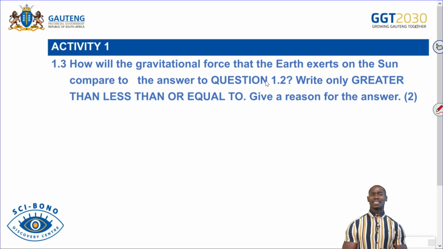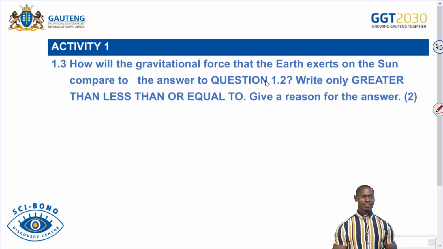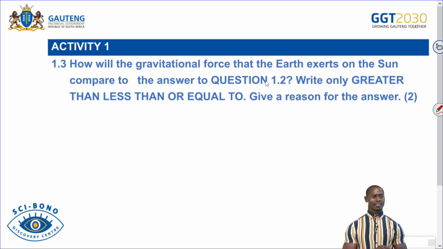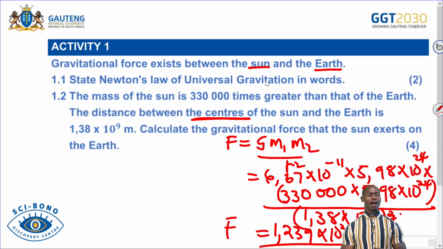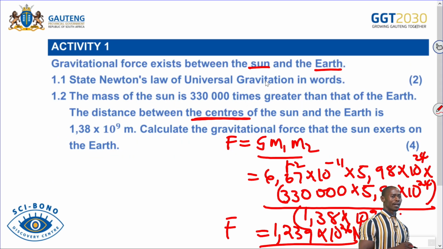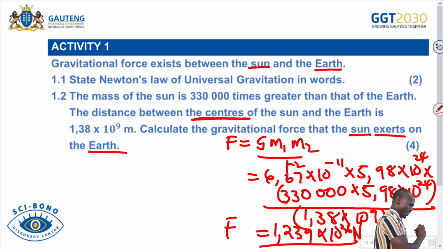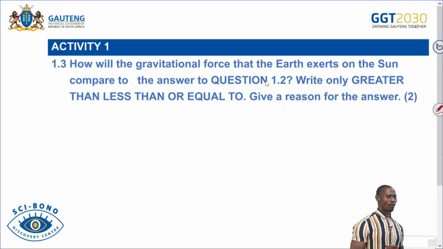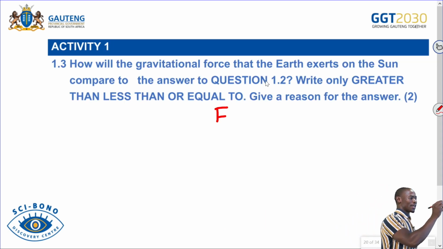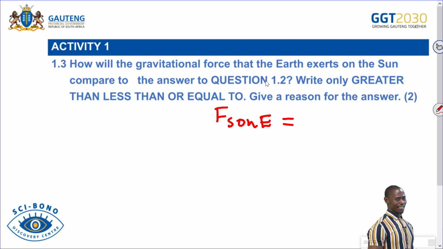Then, another thing that I want us all to look at, I think this question addresses that. How will the gravitational force that the Earth exerts on the Sun compare to the answer to question 1.2? Only greater than, less than, or equal to. So for 1.2, we're calculating the gravitational force that the Sun exerts on Earth. So the force exerted by the Sun on Earth.